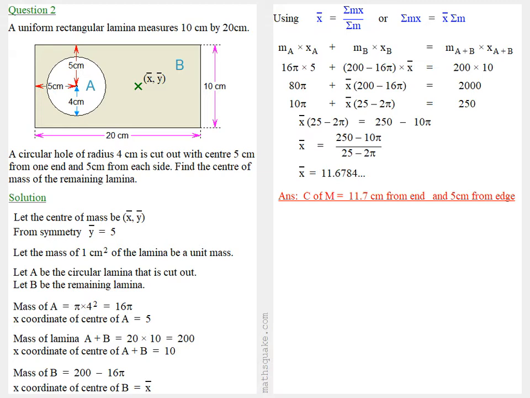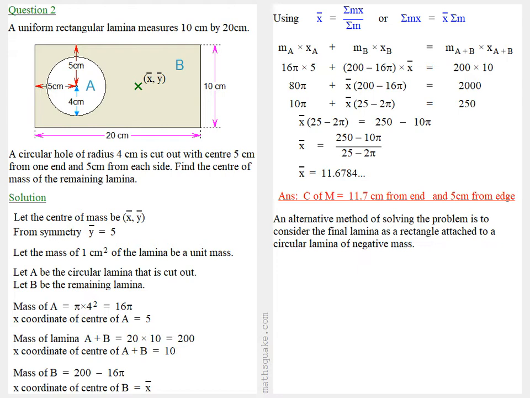In our method for solving this problem, we started with a rectangular lamina and we cut out a circle of positive mass. An alternative method would be, instead of cutting out a positive mass, we could add a circle of negative mass. So, an alternative method to solving the problem is to consider the final lamina as a rectangle attached to a circular lamina of negative mass.